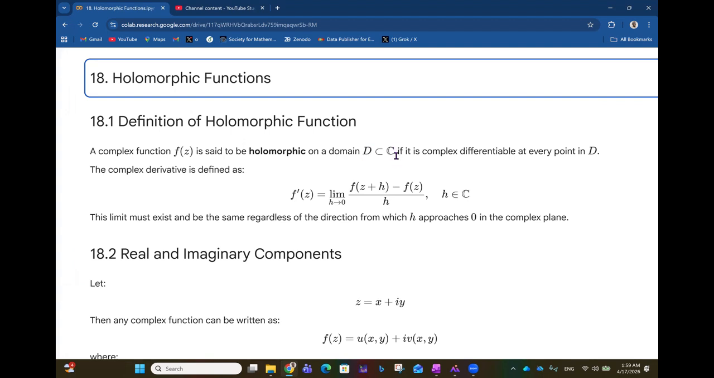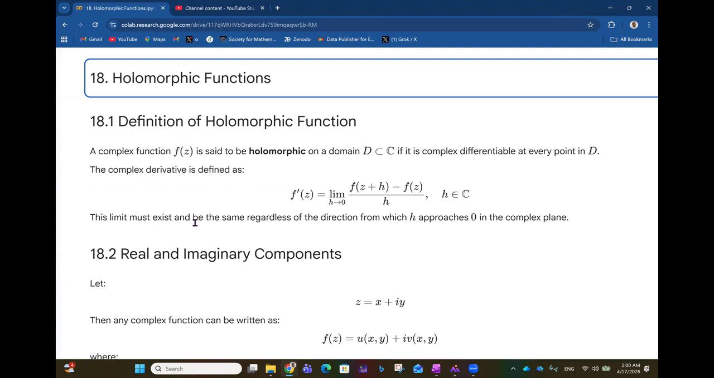By definition, a complex function f of z is said to be holomorphic on a domain D, which belongs to the complex plane, if it is complex differentiable at every point in that domain. The complex derivative, which we have seen a couple of times, is defined as f prime of z equals the limit as h approaches 0 of f of z plus h minus f of z over h, for h belonging to the complex plane.